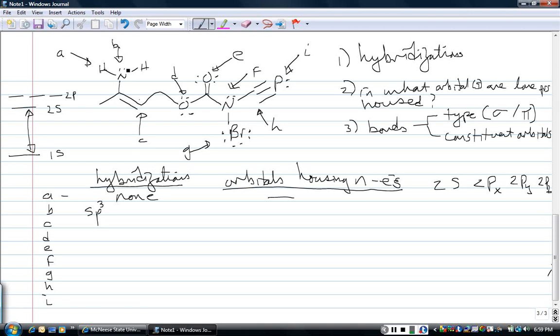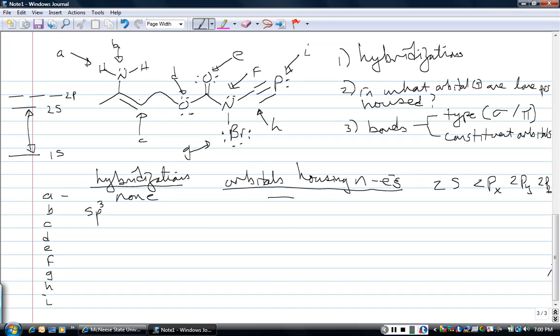Well, if the N is sp3 hybridized, then it stands to reason that my 4 sp3 hybrids are going to be used as follows. 1 will be used to form the NH bond here. 1 will be used to form the NH bond here. That's 2. 1 will be used to form the NH bond here. That's 3. And the 4th orbital would be the one that houses the lone pair. So, in general, if I know the hybridization state of the atom, if that atom houses lone pairs, I also know the orbital that houses the lone pairs. It's exactly the same as the hybridization state, and it must be.